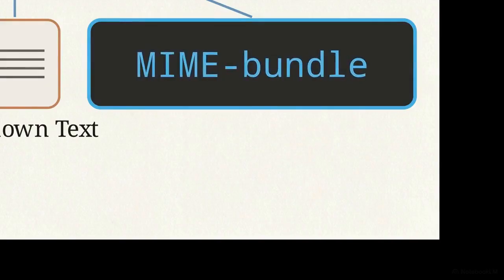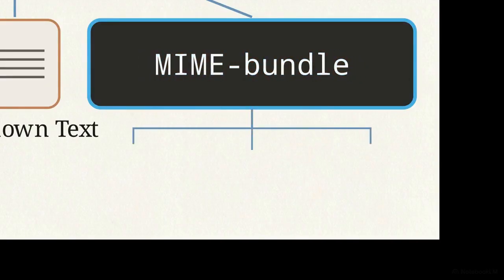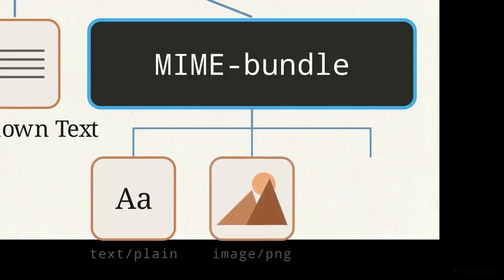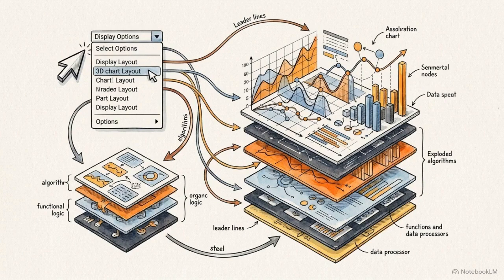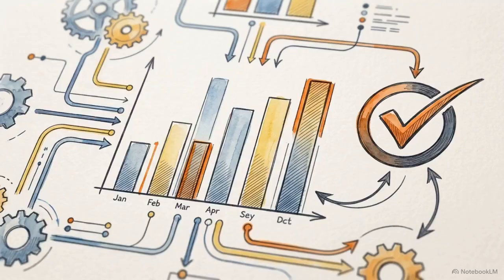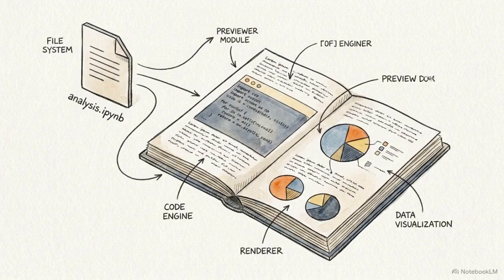Zooming into the output node reveals the MIME bundle architecture. The engine returns multiple representations of the same data simultaneously: plain text, a static image, and an interactive format. The front-end interface checks the local environment and automatically selects the richest format it can render. If a specialized library is missing, the notebook displays the static image instead of failing. By packaging code, context, and multimodal results into a single structured file, the architecture creates a shareable and reproducible computational story.